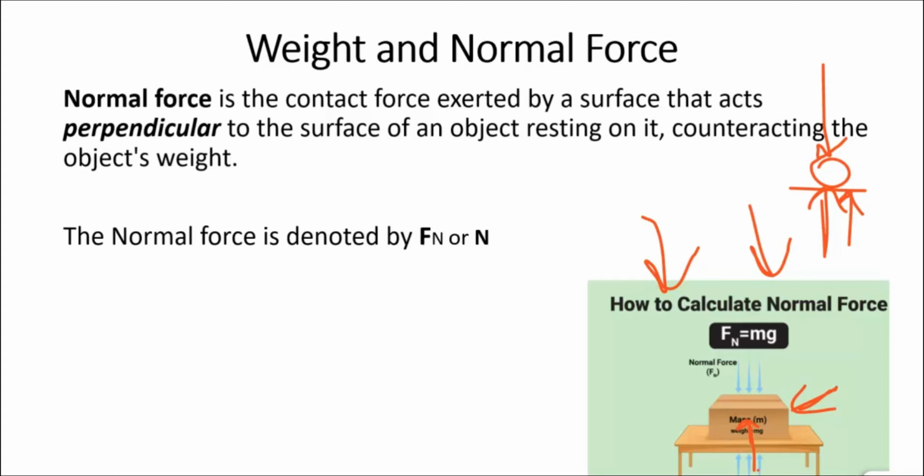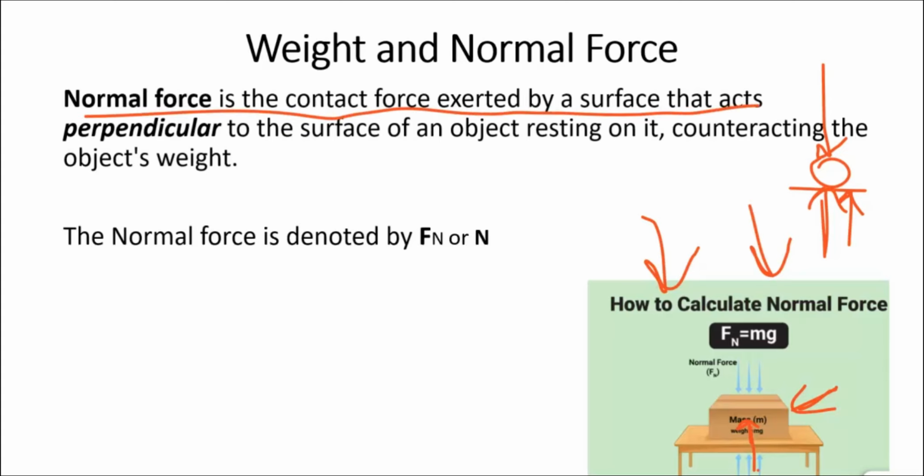So like this definition says, a normal force is a contact force exerted by a surface that acts perpendicular. Mark that, perpendicular to the surface of an object resting on it, and counteracting the object's weight. The normal force is denoted as Fn. I wanted to remark this as perpendicular because as we keep moving, we have other types of forces.